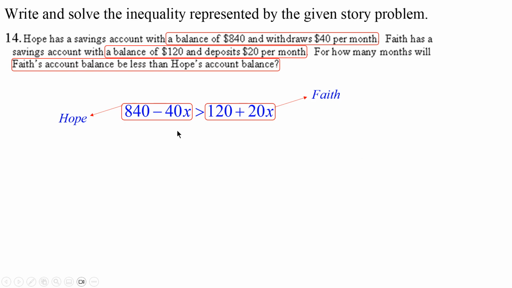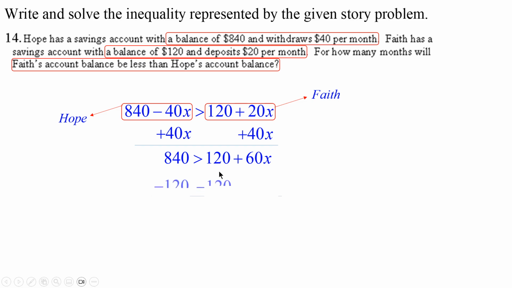So I think I would like to add 40x to both sides. So I'm going to go 840 is going to be 120 plus 20x plus 40x would be 60x. And now let's subtract the 120. Does not affect our inequality. So 840 minus 120 would be 720. And the 120s cancel on the right, leaving 60x's. And then I'm going to divide both sides by 60.